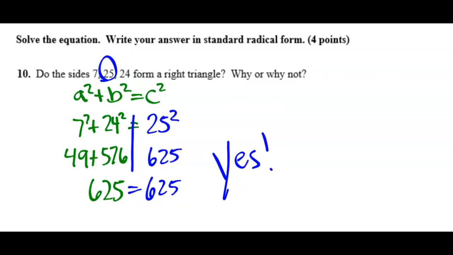Okay, last problem. We've got a squared, b squared, c squared. You have to pick the biggest number for c. If all of you have 25 here because it was the second number, you have the wrong answer. 25 has to be your c because it's the largest number of the 3. 7 squared is 49. 24 squared is still 576. And I add those together, I get 625. And when I square 25, I get the same thing. They match, so my answer is yes, this would be a right triangle.